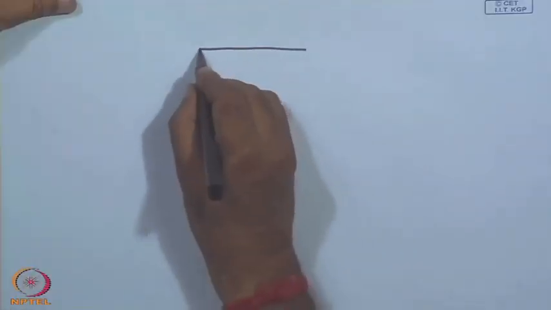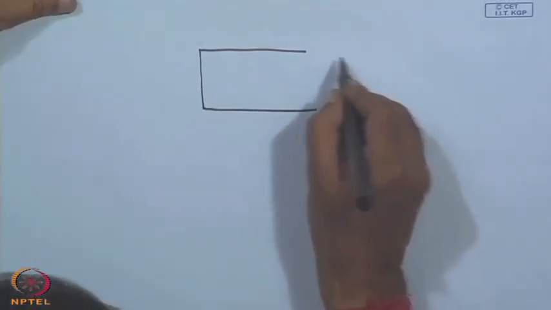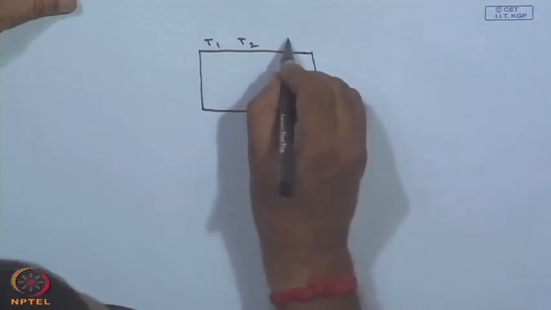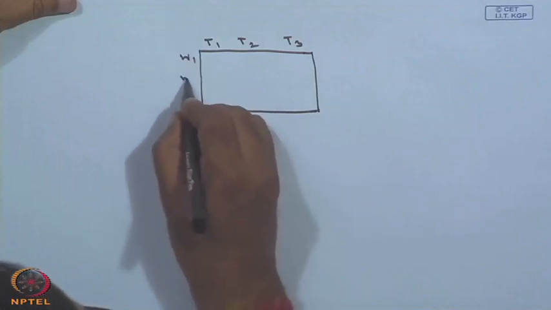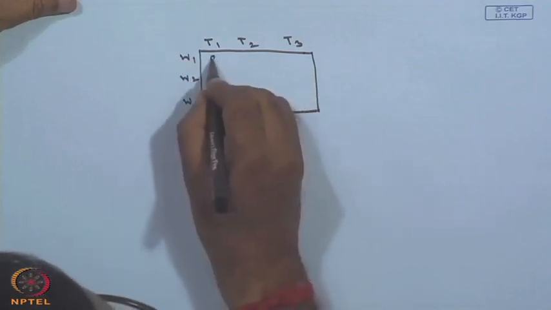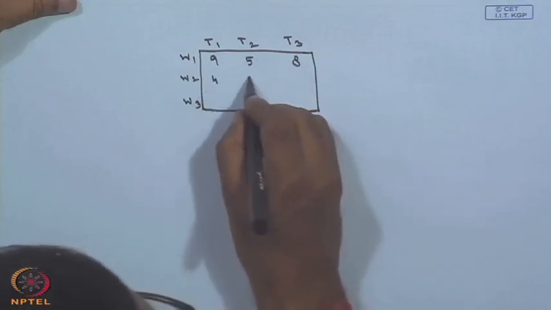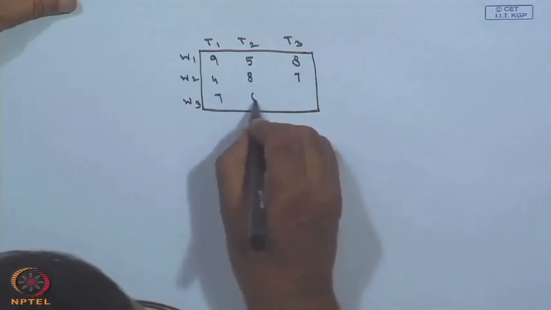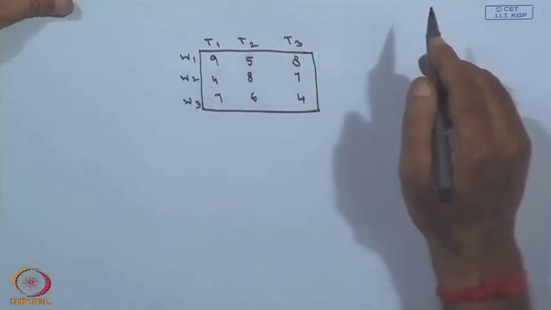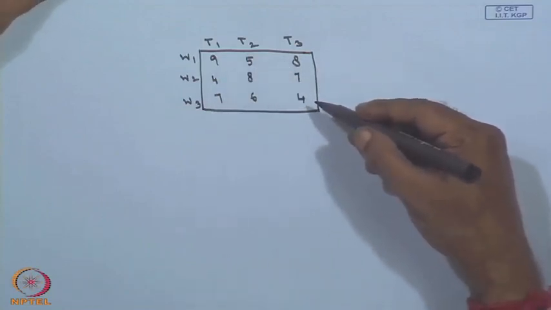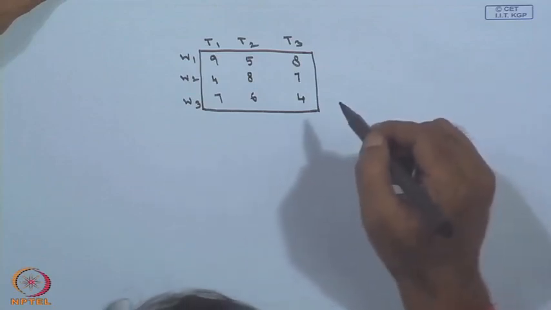Before doing this, let me take one problem and see in terms of a transportation problem how we can write it. You have 3 tasks, T1, T2 and T3, and 3 workers, W1, W2 and W3. Values are given like this: 9, 5, 8 and 4, 8, 7, 7, 6, 4. I have to assign each worker a particular task. So I can write it as a transportation problem; I am just giving an example that the assignment problem can also be solved as a transportation problem.